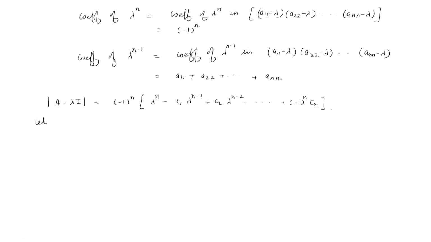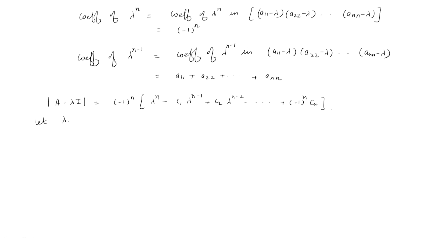Now, how many roots will this equation have? This equation will have n roots, because it is an n degree polynomial. So, let lambda 1, lambda 2 and so on up to lambda n be the roots of this equation. Okay. So, if these are the roots, then what is the sum of the roots? You can simply see the sum of the roots is simply, okay, this is the equation.